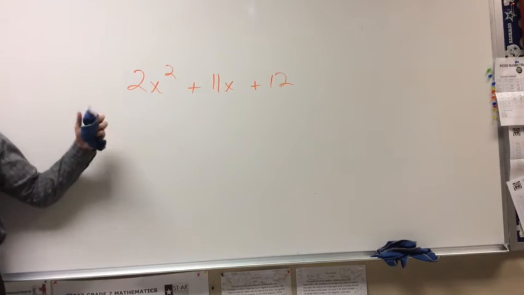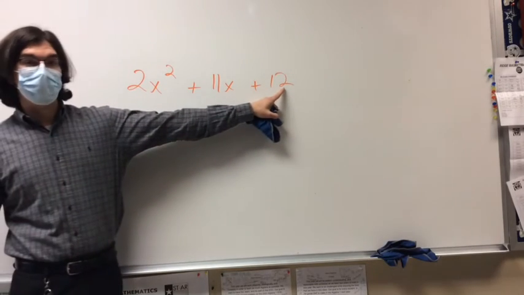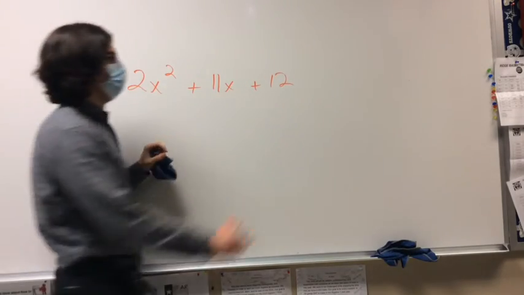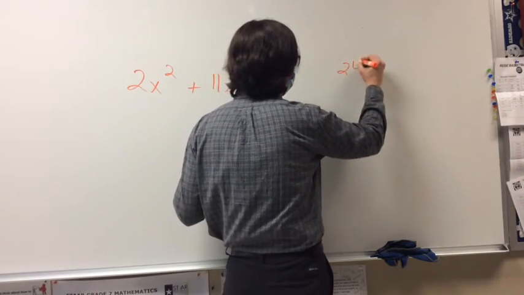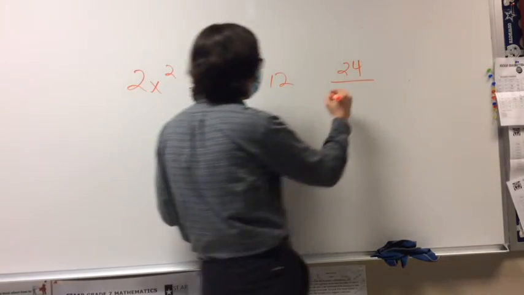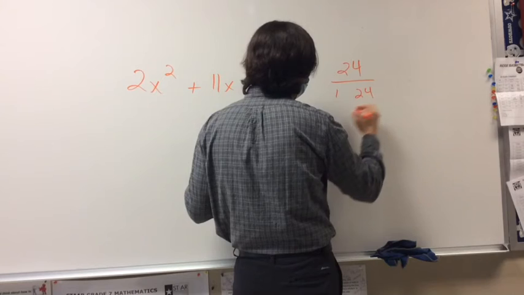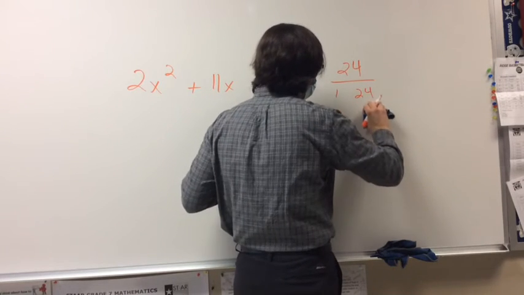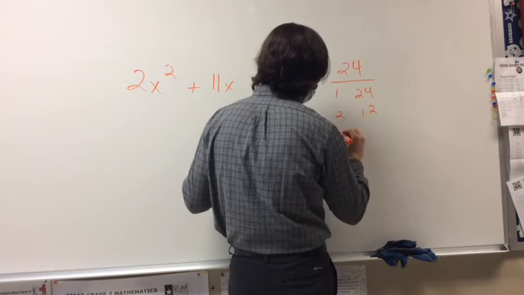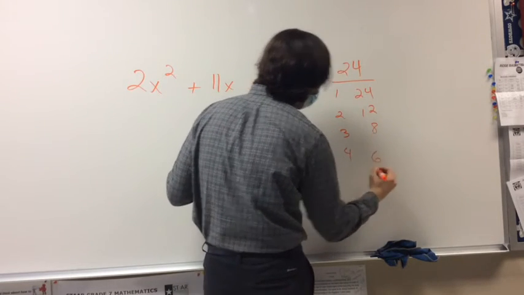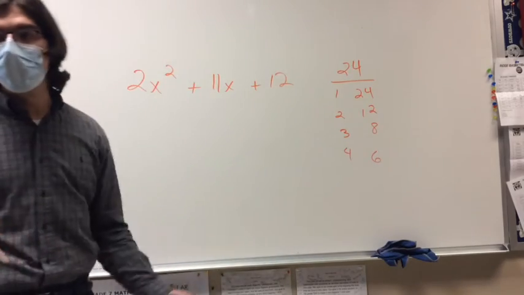All right, step one is going to be to multiply A times C. What's that going to give me? 24. Now we're going to list out all the factors of 24. So we're going to have 1 and 24, 2 and 12, 3 and 8, 4 and 6. Okay, so I'm done with my positives.